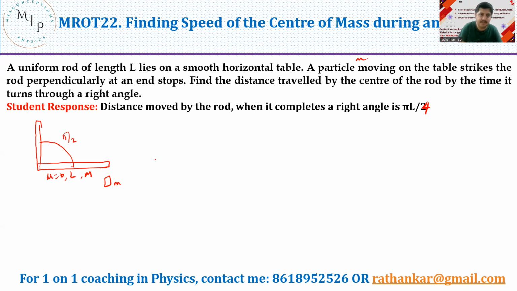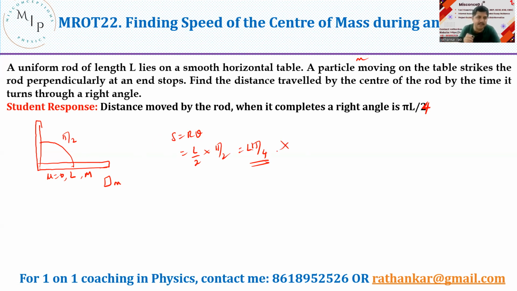As a result, the distance described by the center of the rod is S equal to R theta. What is R here? This distance, which is L by 2, multiplied by the angle described, pi by 2. Hence the answer should have been pi L divided by 4. So this is the answer. Most of the students have written it like this, and this is a misconception.